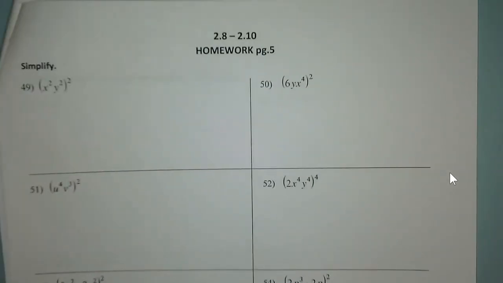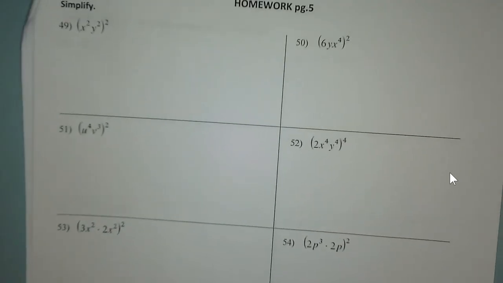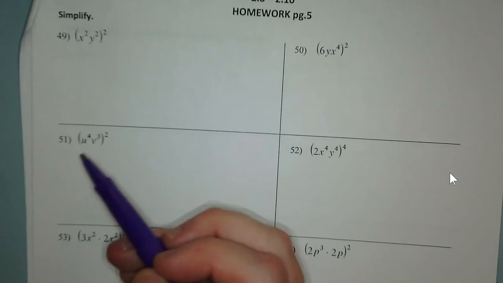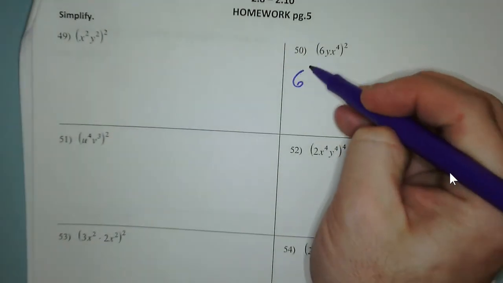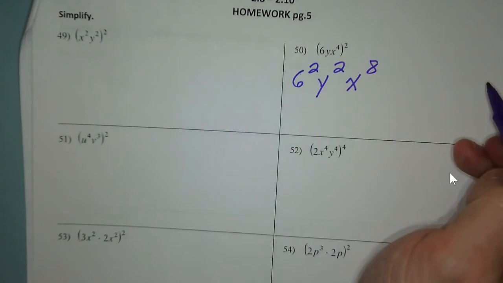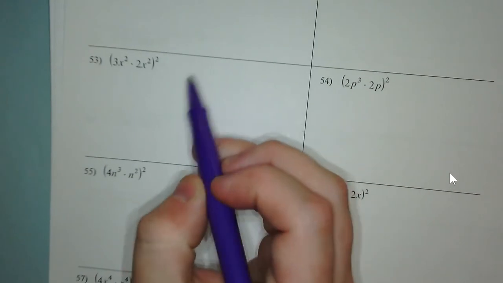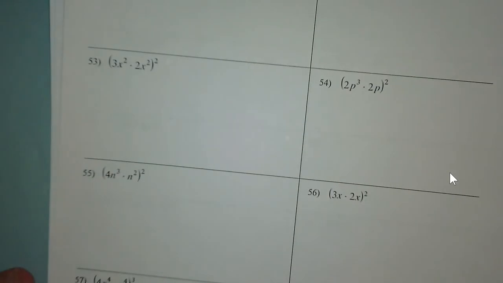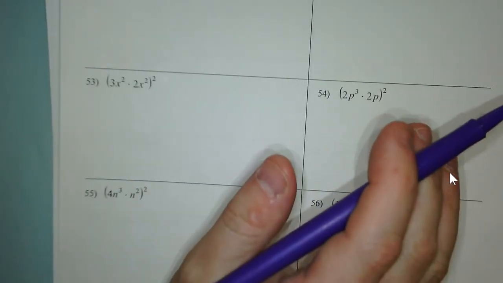So when you start to get to page 5 and page 6, there might be multiple things to do. Maybe not 49, 50, 51, and 52. I think these are just like the previous page. So number 50 would have been 6 squared, y squared, but then x to the 8th, which of course this is 36. But starting with number 53, there might be multiple things to do. So my overall advice is just do one thing at a time, okay?